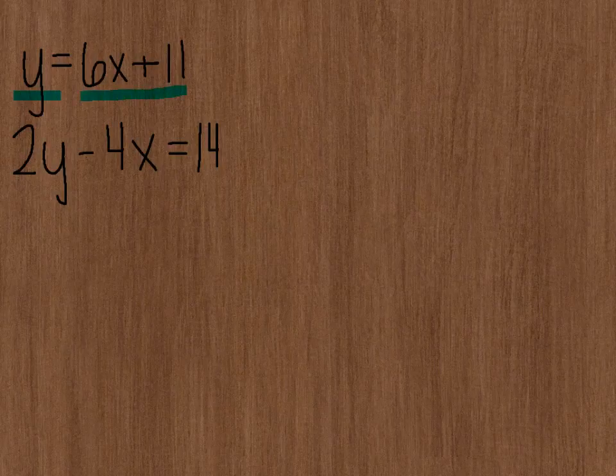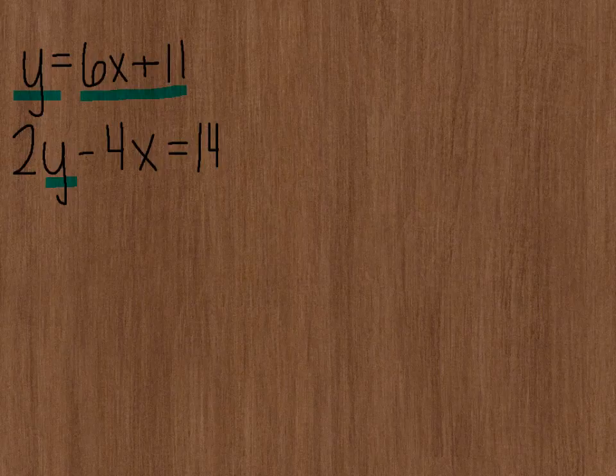So think about in a basketball game when you go and sub in for someone. That person comes out and you go in. So now I'm going to go to my second equation and find the variable that was by itself up there, which was the y. So instead of a y anymore, that 6x plus 11 is going in. So I'm going to rewrite that here.